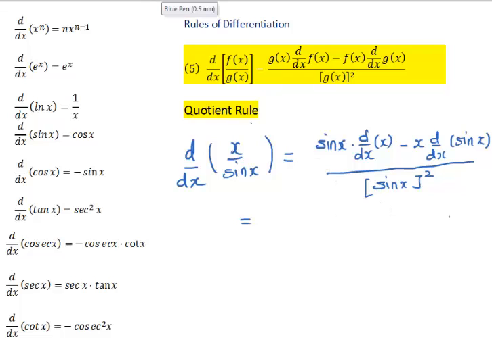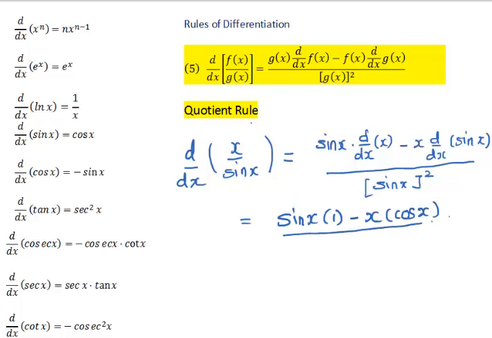So you can write the result here. It would be sin x into 1 minus x into differentiation of sin x, which is cos x, then divided by sin square x. It is the same as sin x to the power of 2.